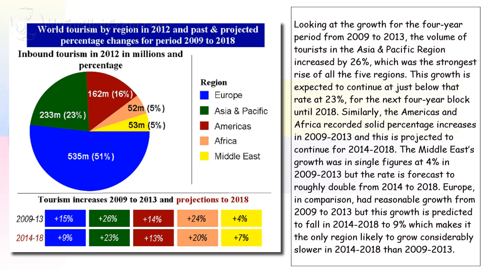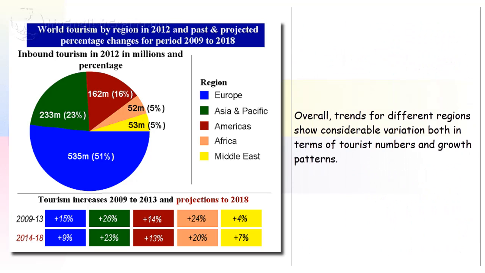Europe, in comparison, had reasonable growth from 2009 to 2013, but this growth is predicted to fall in 2014 to 2018 to 9%, which makes it the only region likely to grow considerably slower in 2014 to 2018 than 2009 to 2013. Overall, trends for different regions show considerable variation, both in terms of tourist numbers and growth patterns.